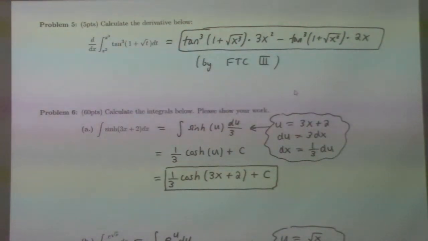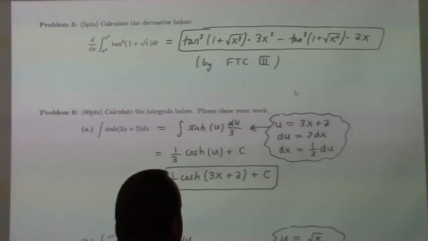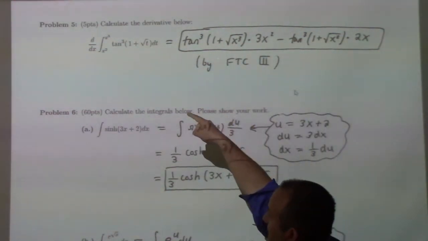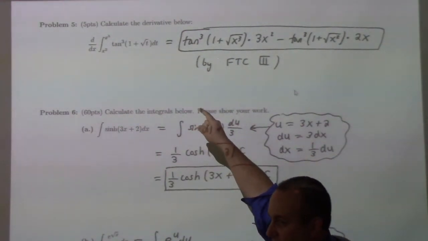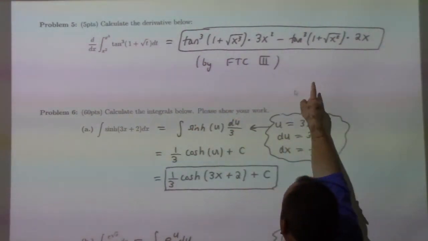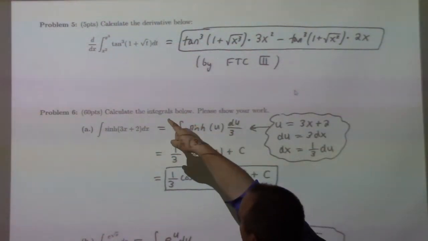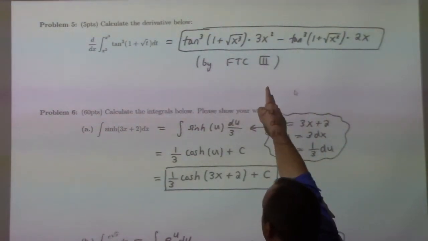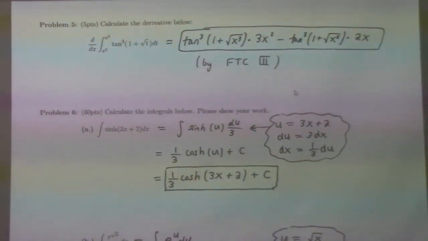Anyway, so this is FTC3, so don't forget you have to do minus the lower bound, which is also a function of x, so we have to pay attention to that one too. So we have to do minus the tangent cubed of 1 plus square root of x squared in that case, and then derivative of x squared is 2x, derivative of x cubed is 3x squared, so that's that.